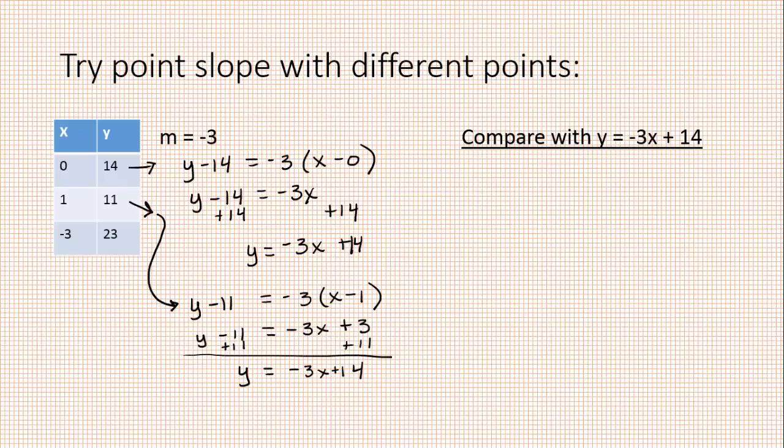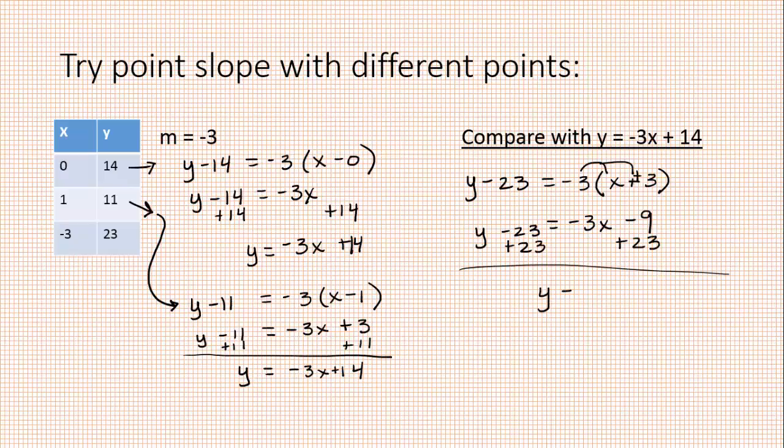I do want to try the last one because it's a little more complicated. Y minus 23 is equal to -3 times x minus -3. Let's change that to plus right away. Now distribute the -3 to both. So I've got -3x minus 9, and I still have y minus 23 waiting over here. So let's add that 23 to both sides. And again, y equals -3x plus 14.